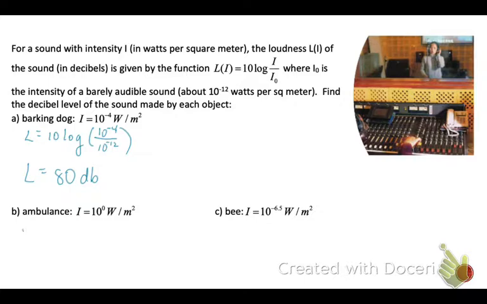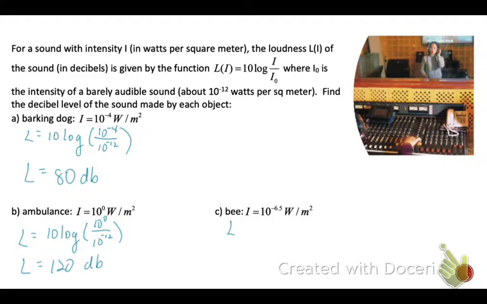For an ambulance, we would expect this to be more decibels than a dog barking, a little louder. So plug in 10 to the 0, and then use your calculator to figure that, and you should get around 120 decibels.